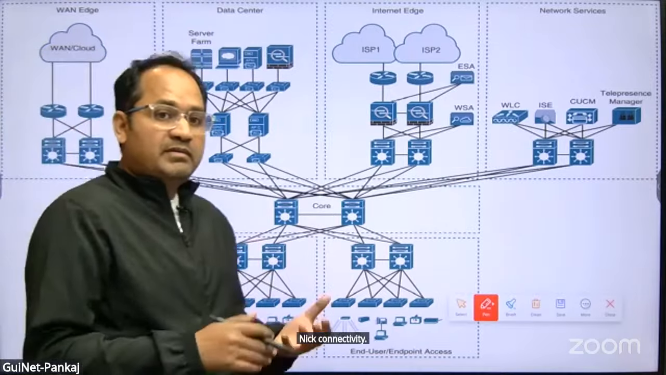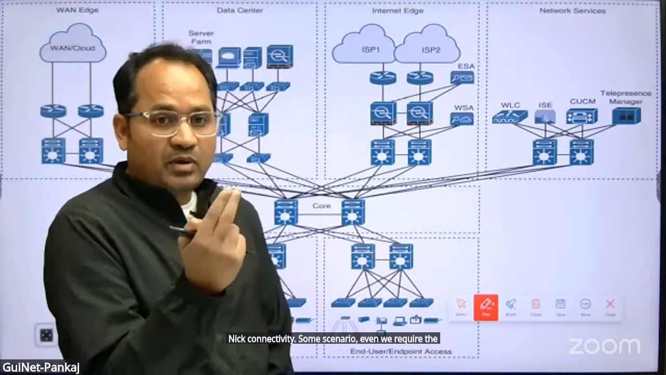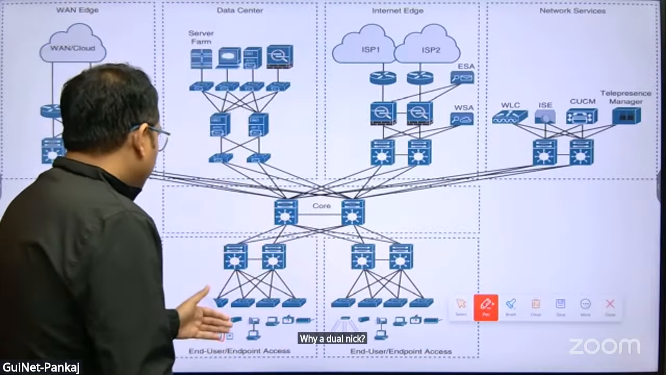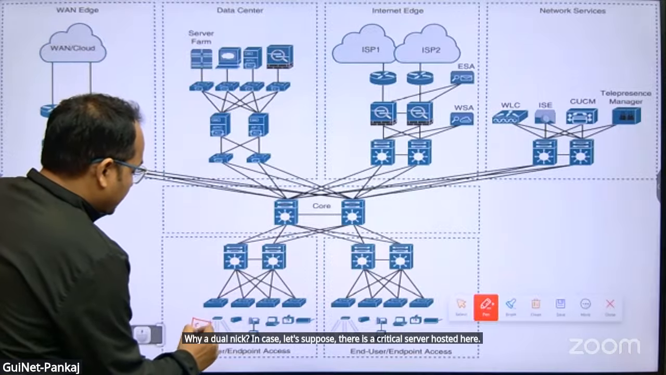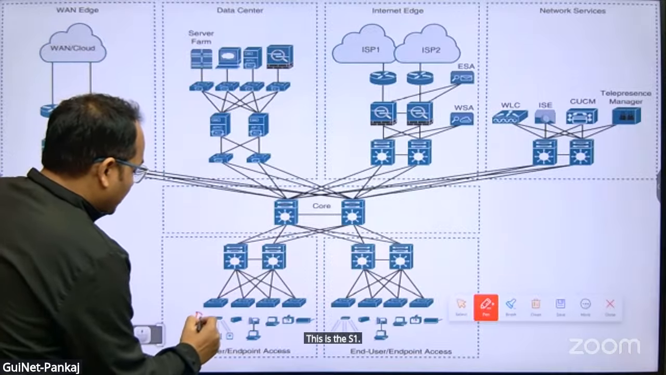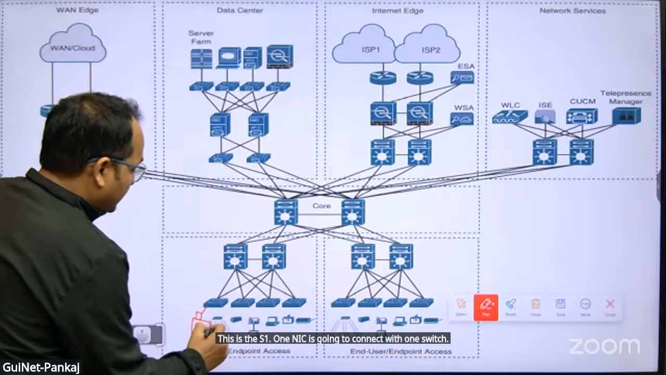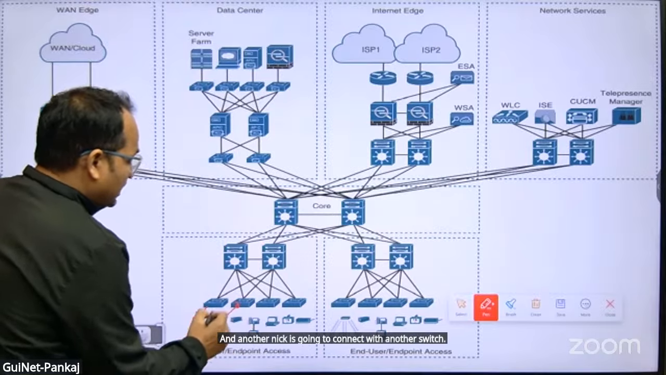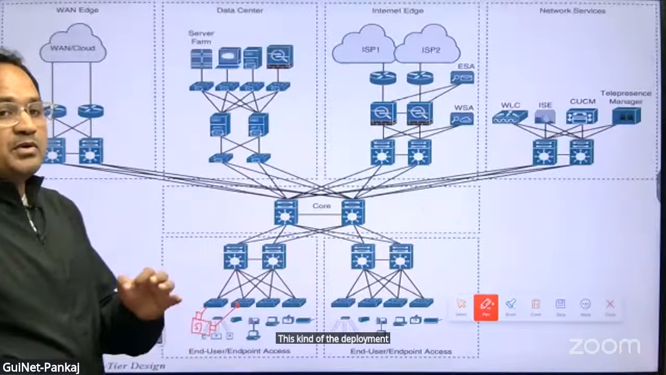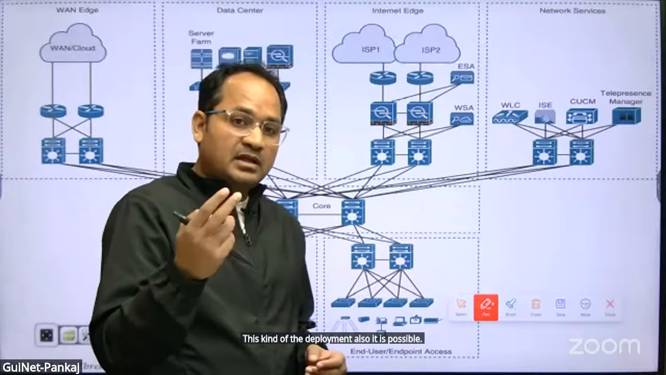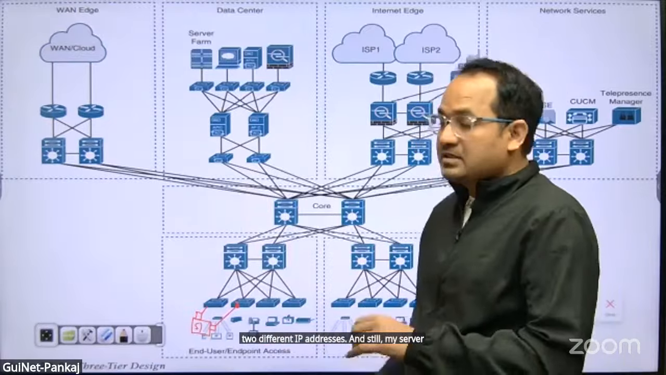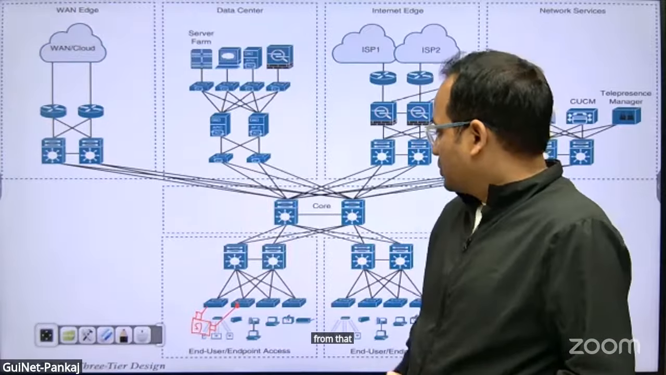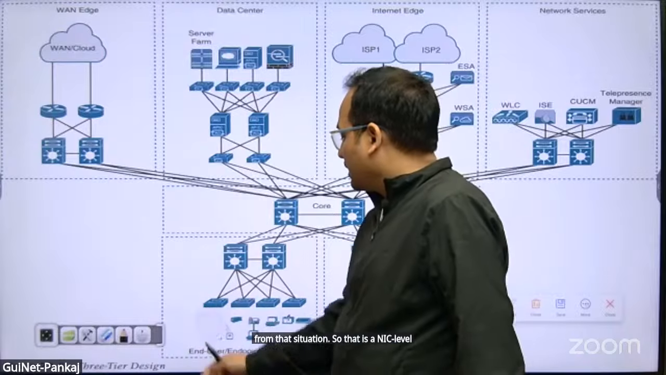In some scenarios we even require dual NIC. Why dual NIC? Let's suppose there is a critical server hosted here. This is S1. One NIC is going to connect with one switch and another NIC with another switch. This kind of deployment is also possible. Two NICs means we can configure two different IP addresses and my server is still going to be accessible. So that is NIC level, device level configuration.